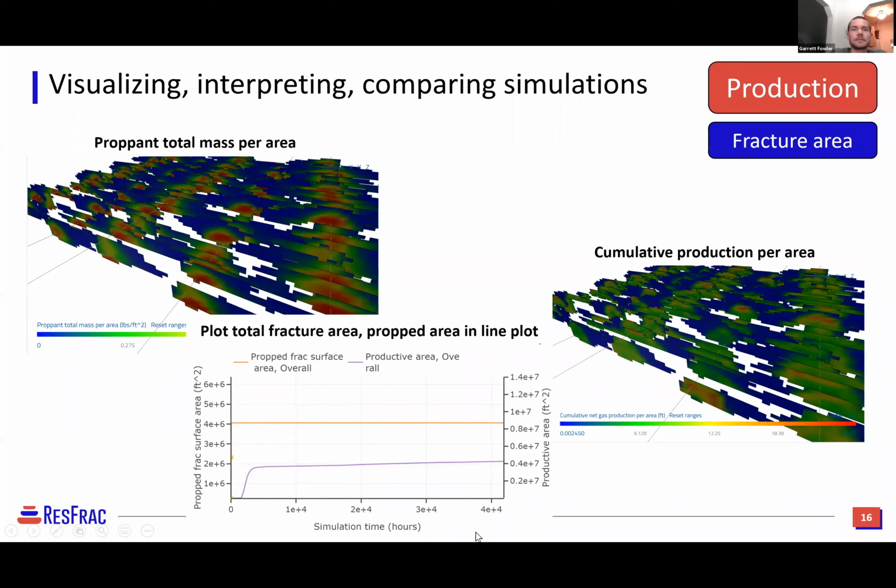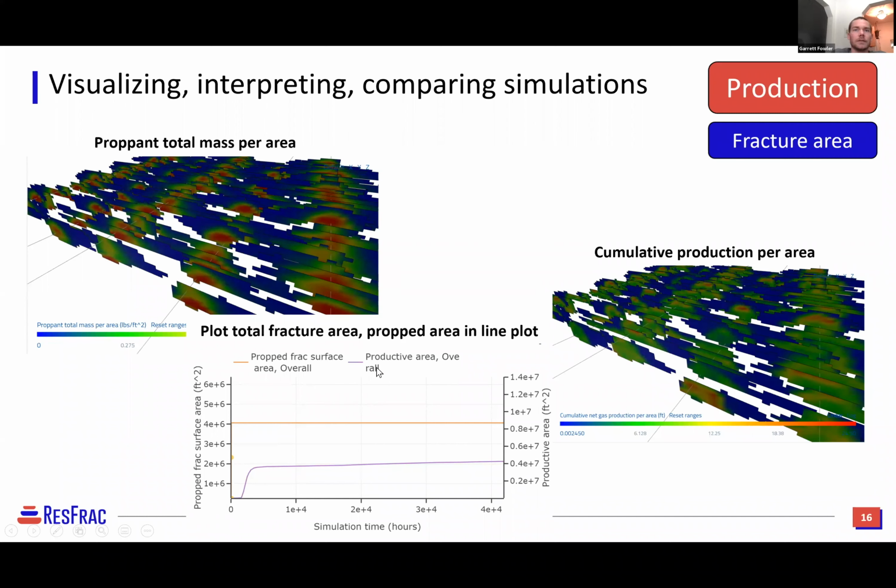Often, I treat my line plots as my initial diagnostic, and then use the 3D image to explain why. So I've keyed up a couple simulations. One thing that we can look at is we can actually plot the productive area or the propped area for various simulations. And so I could load two different simulations into the Viz tool and then very quickly compare the total propped area between simulations or the total productive area.